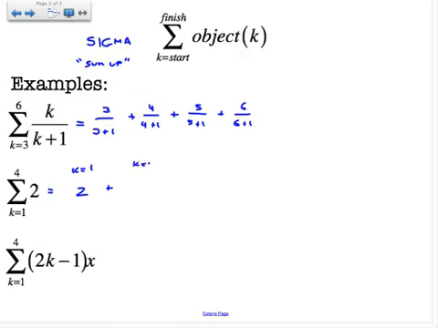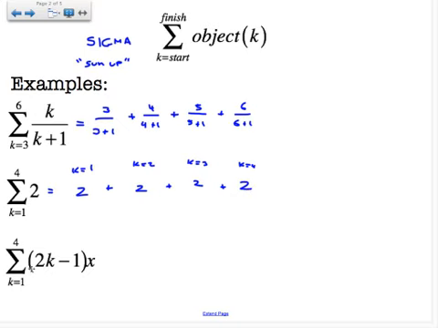When k is 2, what's the value of the expression? 2. When k is 3, what's the value of the expression? Still 2. And finally, when we get to k is 4, what's the value of the expression? Still 2. So that's not a very exciting example, but it's a possibility that we'll run into from time to time.